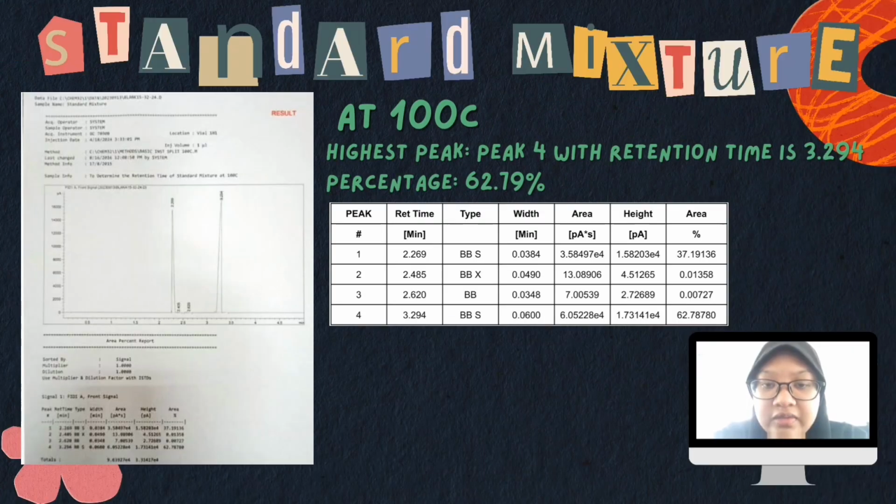We can see in the standard mixture at 100 degrees Celsius, the highest peak is peak 4, with a retention time of 3.294 and a percentage of 62.79%. The highest peak we can see is actually N-propanol, because N-propanol elutes really quickly and is readily available. N-propanol is usually used for determining the alcohol component, and at 100 degrees Celsius, it turns into a gaseous state, which allows it to be separated and detected in the gas chromatography.